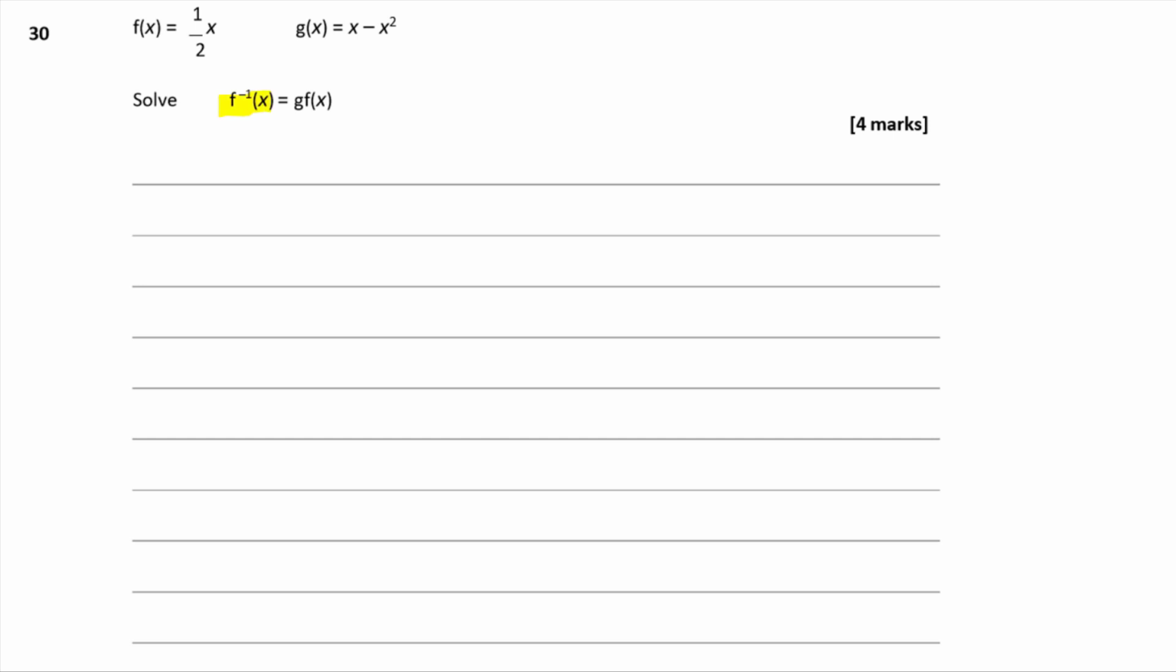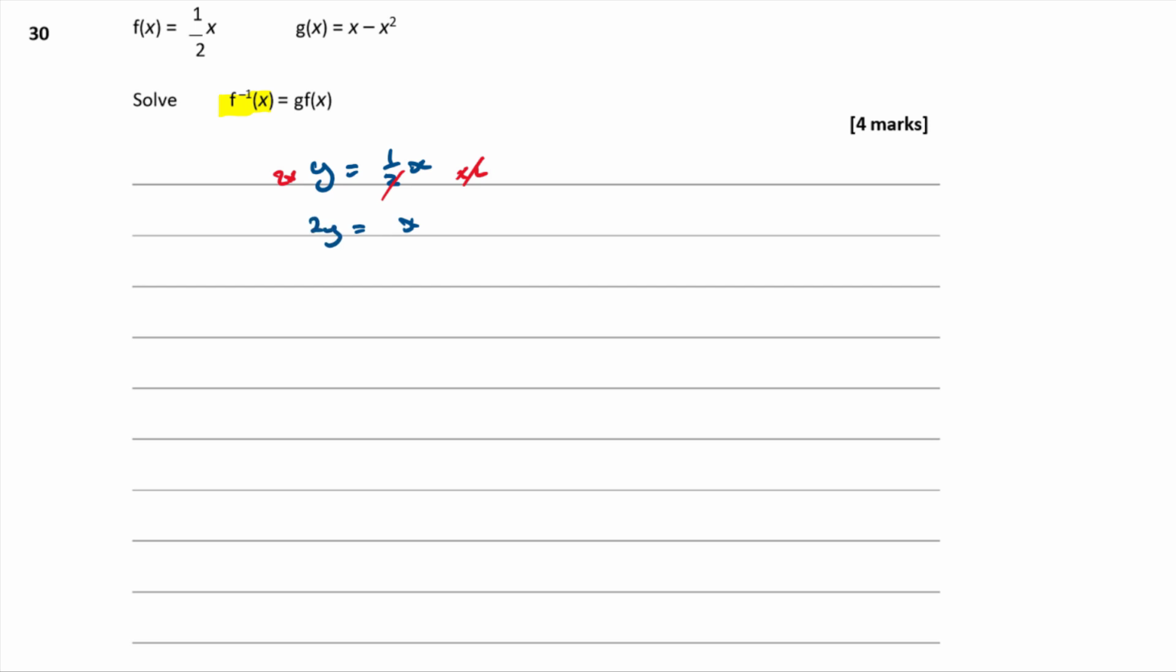We've been given f of x, so we should be able to find what f to the minus 1 of x, the inverse function, is. Right, so what I'm going to do is I'm going to say that y is equal to a half x. Okay, and I'm going to rearrange and make x the subject. So timesing through both sides by 2, times 2, times 2. I'm going to get x is equal to 2y.